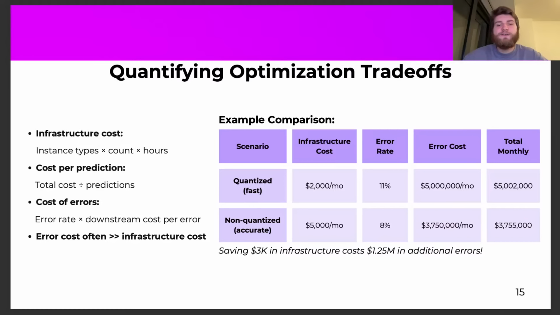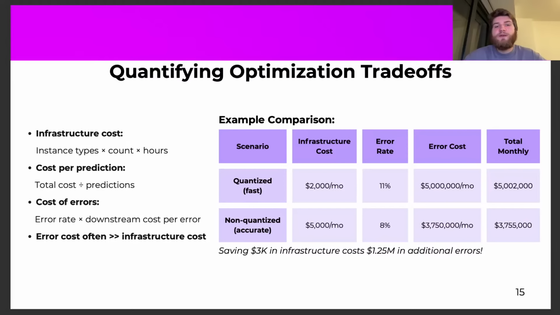Infrastructure drops from $5,000 to $2,000 per month, which is 60% savings and $36,000 per year. Accuracy drops from 85% to 83%, which is 2% more errors. 200,000 additional errors per month times $25 equals $5 million of additional downstream cost per month. So the math here is brutal. You saved $3,000 per month, but created a $5 million sinkhole in downstream costs. And this is why optimizing purely for infrastructure costs is usually wrong.